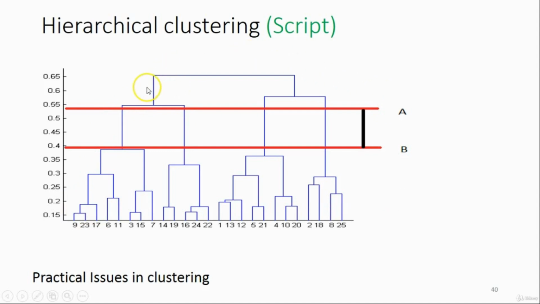Once this kind of structure has been formed, you want to find out, as per my data, what is the number of clusters I have. So you try to draw a horizontal line like this, which should not cut any other horizontal line, and it should have the maximum distance between them. Then you see how many vertical lines it is crossing. That is the ideal number of clusters for you.